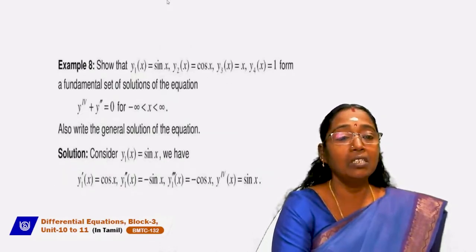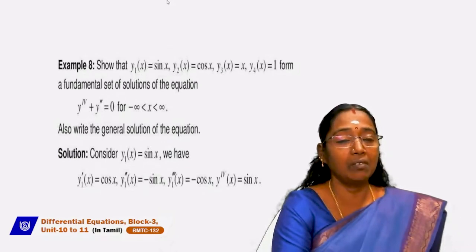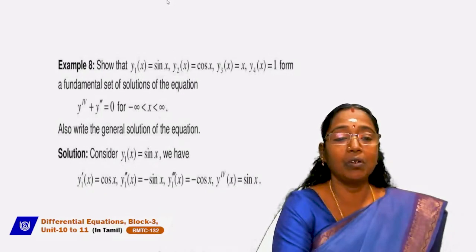Next, example 8. Show that y1 of x equal to sin x, y2 of x equal to cos x, y3 of x equal to x, y4 of x equal to 1 form a fundamental set of solutions of the equation y fourth derivative plus y double dash second derivative equal to 0 in the interval minus infinity to plus infinity. Also write the general solution of the equation.